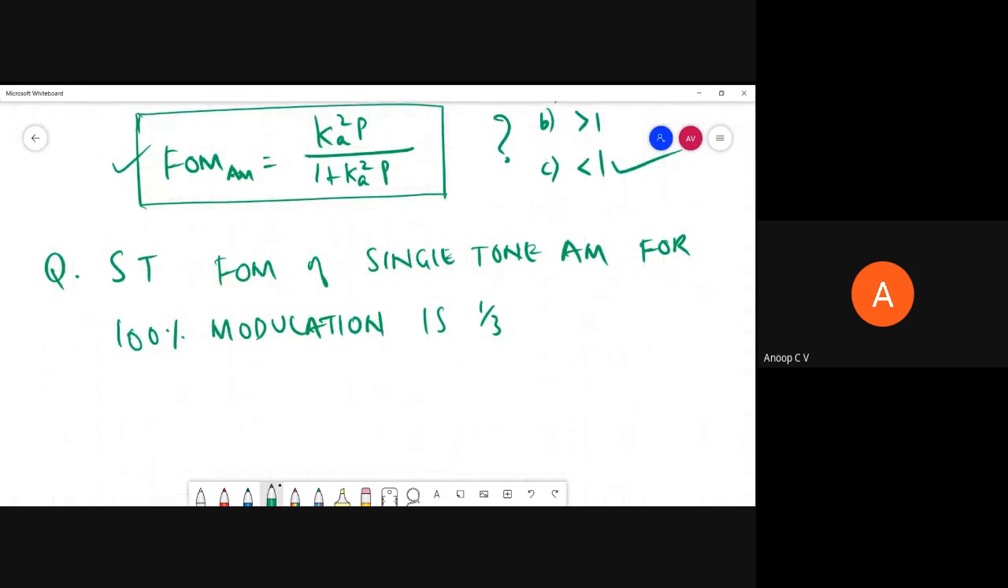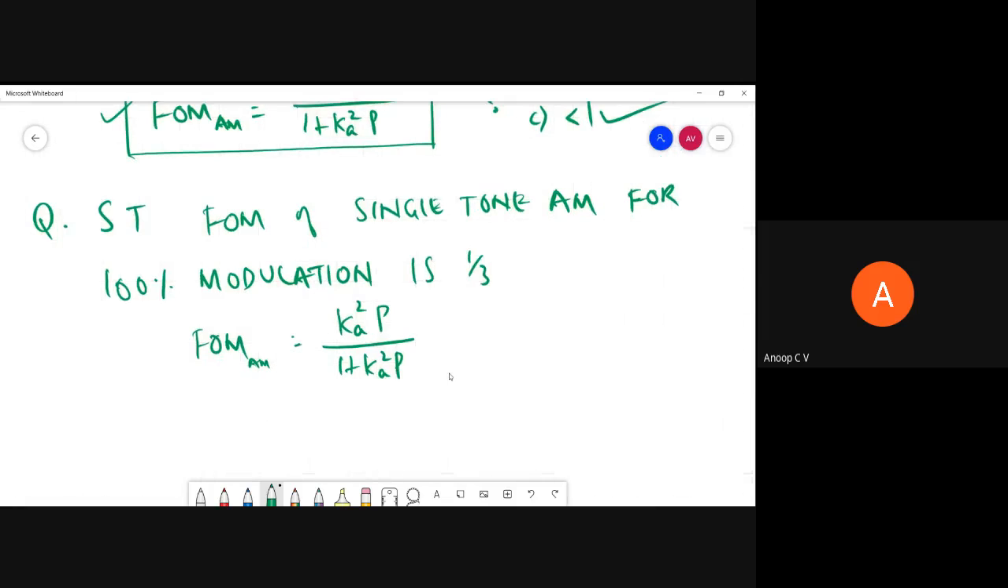Now we derived this equation of figure of merit, right? Ka square P by 1 plus Ka square P, where this P is nothing but the message power. So we can write the figure of merit of standard AM using an envelope detector as Ka square P divided by 1 plus Ka square P, where P is the message power.